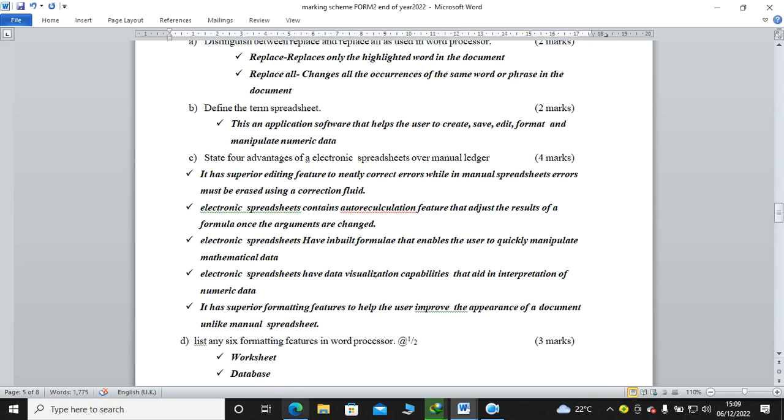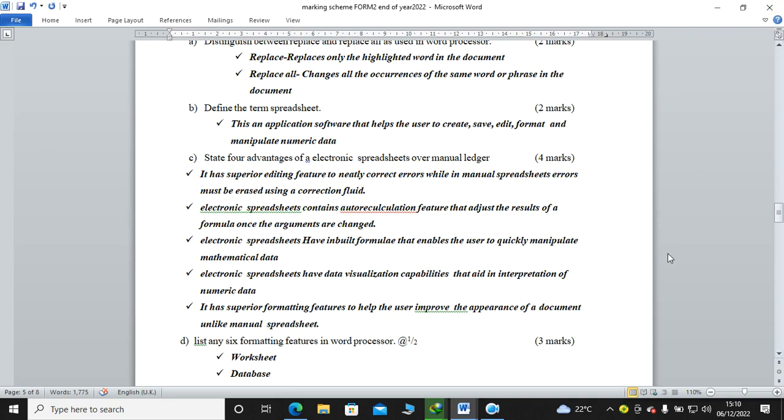Then define the term spreadsheet. This is an application software that helps the user to create, save, edit, format, and manipulate numeric data. The keyword there is numeric data. So we are talking of calculations using spreadsheets. So the next point is state 4 advantages of electronic spreadsheet over manual ledger.